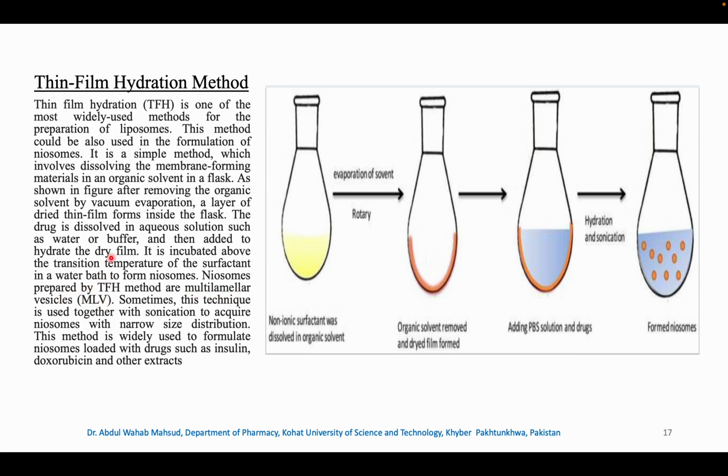So one thing you should keep in mind: if we want to prepare multilaminar niosomes, this method must be used. Sometimes this technique is used together with sonication to acquire niosomes with narrow size distributions. This method is widely used to formulate niosomes loaded with drugs such as insulin, doxorubicin, and other extracts.